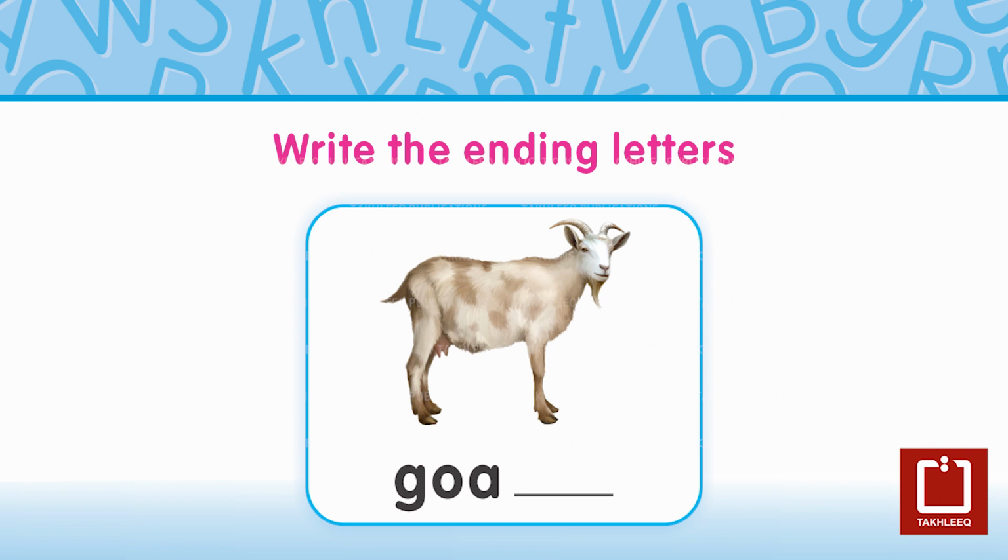Here we see the picture of a goat. Here is written GOA-. The spellings of goat are GOAT. Goat. Here ending letter T is missed. So we write here T.